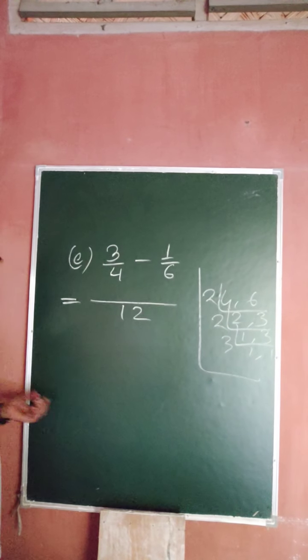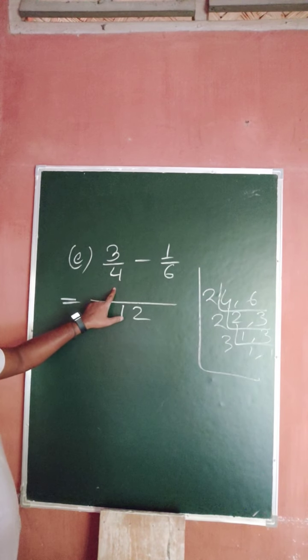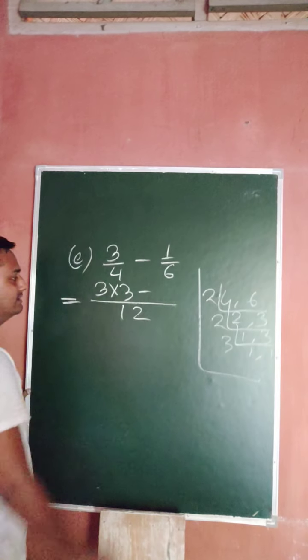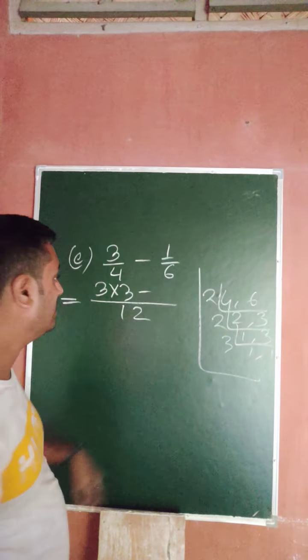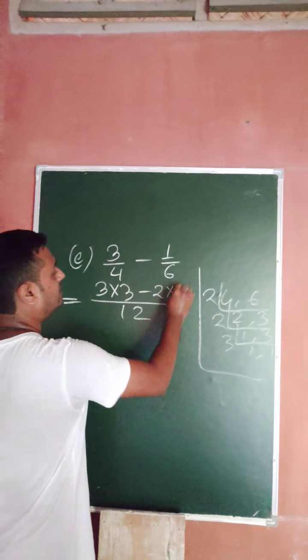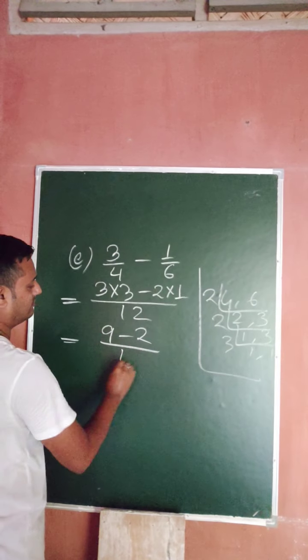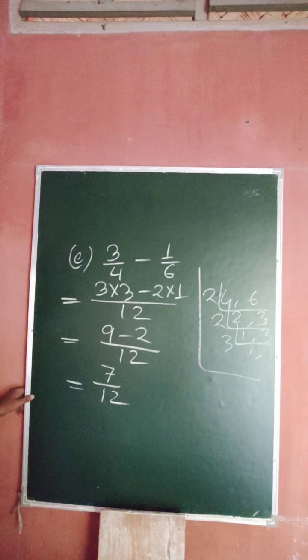Now with LCM 12, you have to divide by 4. When 12 is divided by 4, you get 3. That 3 into the numerator 3, minus. Whenever you divide 12 by 6, you will get 2. That 2 you have to multiply with the numerator 1. So 3 into 3 is 9 minus 2 into 1, 2, over 12. So 9 minus 2, 7 divided by 12.